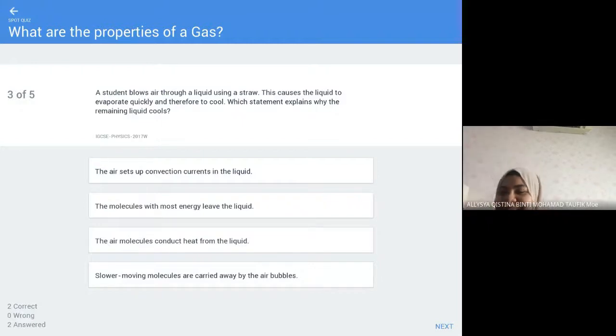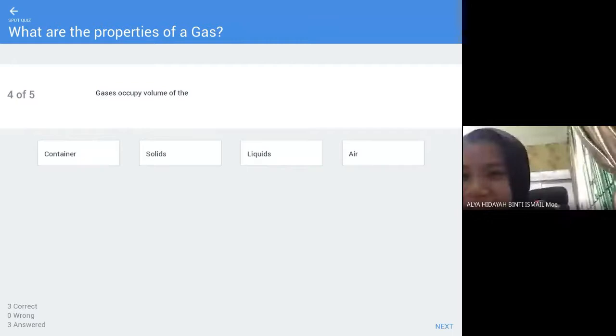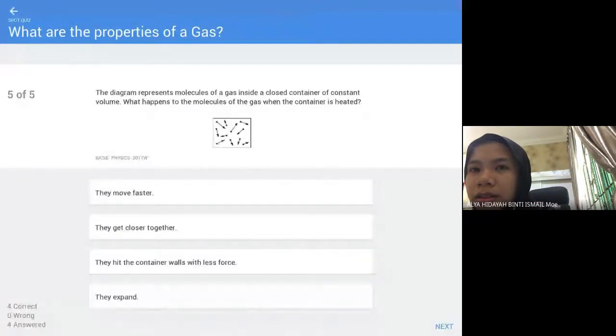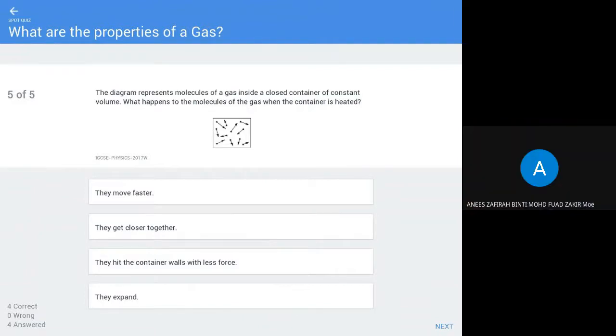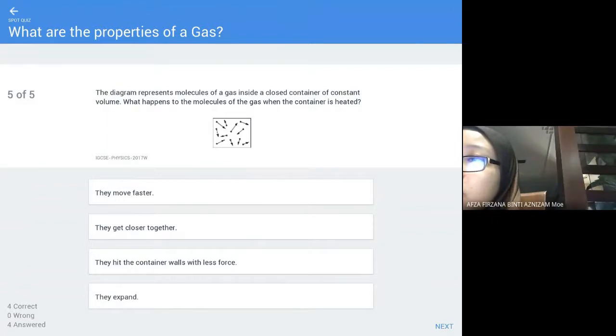Okay, next question. Gases occupy the volume of the container, right? This is an easy one. Yes. Last question. The diagram represents molecules of a gas inside a closed container of constant volume. What happens to the molecules of the gas when the container is heated? The temperature increases. What happened to the molecules? They move faster. Yes, that is correct. So we get all 5 questions correct.